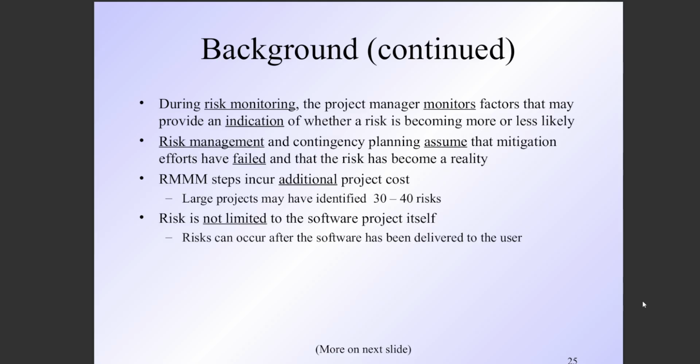So there was an insurance plan, there was a contingency amount that you have invested somewhere that will pay up your damages. So the risk monitoring and management steps incur additional project cost. Large projects may have 30 to 40 risks. So if you have a big project, you need to identify multiple risks that may rise to 30 to 40 types of risk. Risk is not limited to the software project itself. Risk can occur after software has been delivered to the user.